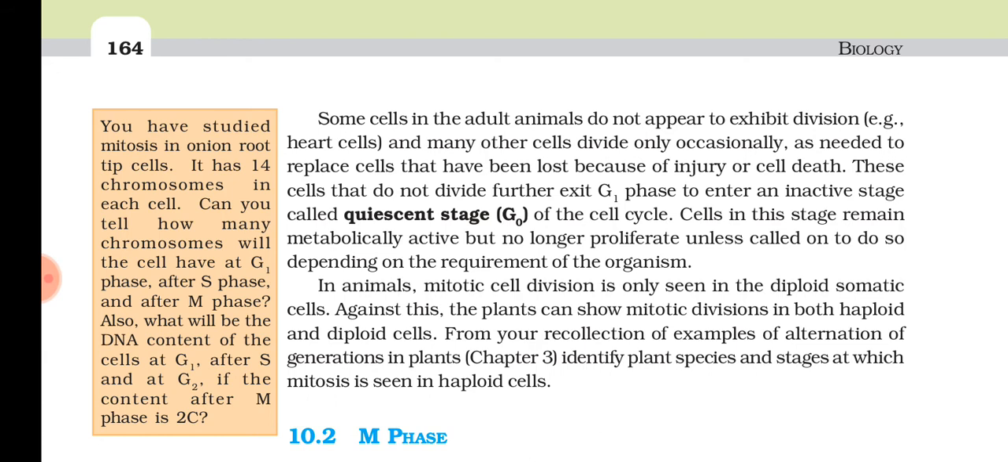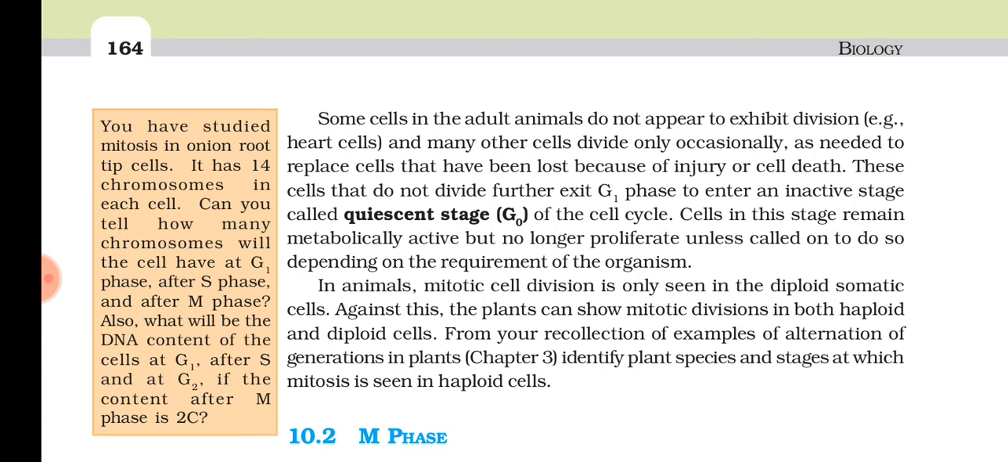And you can see that in animals, diploid somatic cells. Somatic means the cells which are not taking part in reproduction. There are two types of cells in the body, isn't it? Somatic cells and the reproductive cells or gametic cells. So all other cells in our body, including the cells of fingers, liver, kidney, or toes, all these are somatic cells, and gametic cells are only what? The sperms and the egg. So in these somatic cells, mitotic cell division can take place only in the diploid cells.